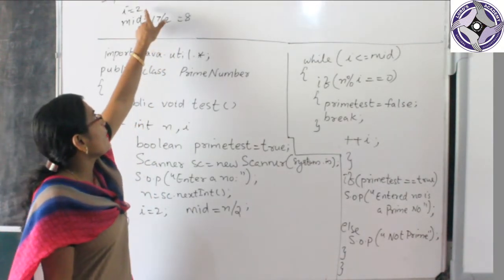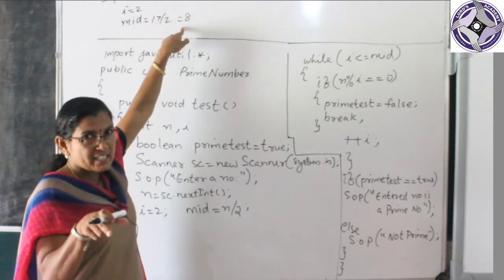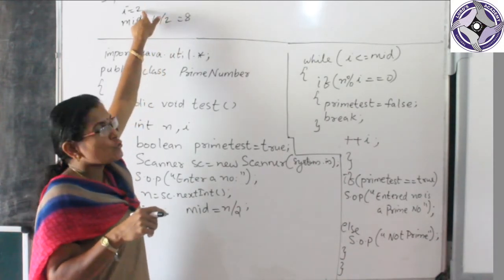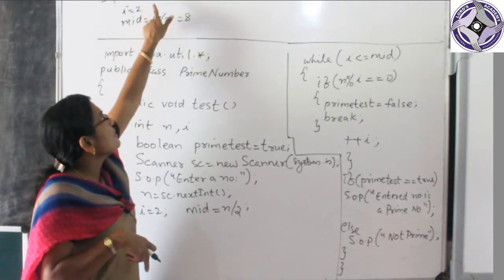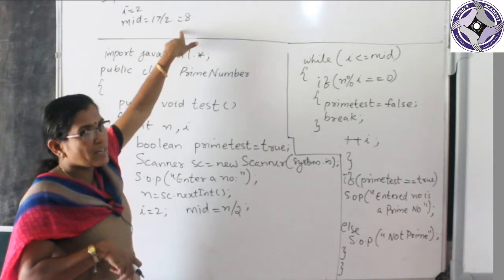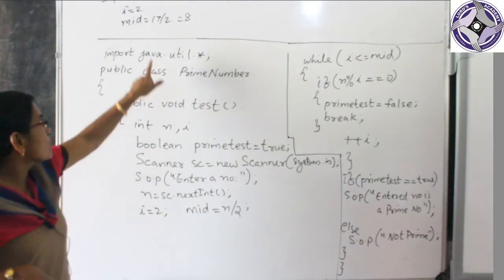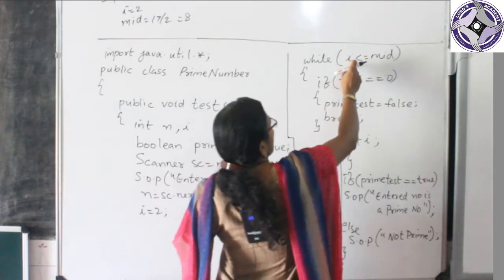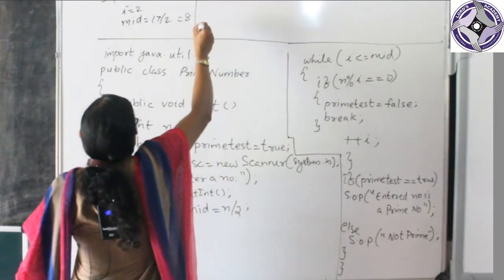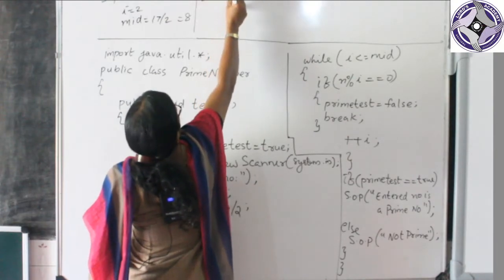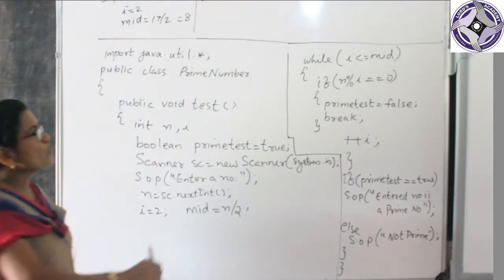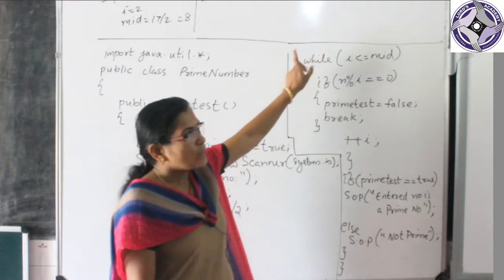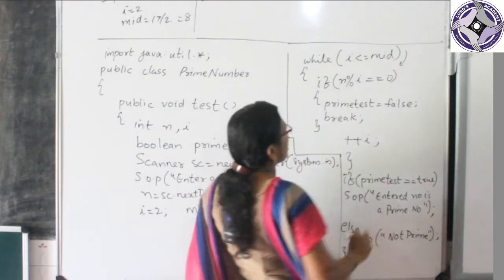So, we are going to take all the numbers from 2 to 8 as divisors. And we are going to divide 17 by 2 and check whether 2 is a factor of 17. 17 by 3, 17 by 4 till 8. Okay. So, I is equal to 2 initially, mid is equal to n by 2, 17 by 2 is 8. Now, while I less than or equal to mid, I is 2, 2 less than or equal to 8. Yes. So, control enters into the loop's body.